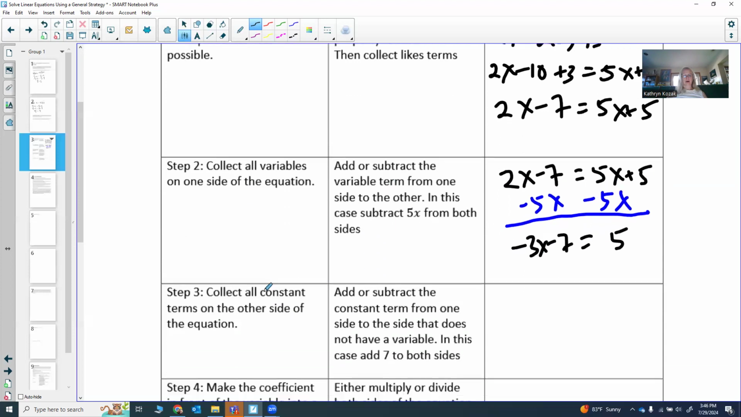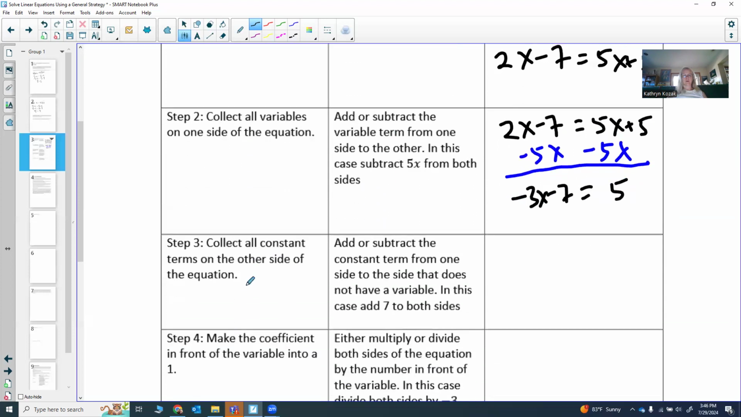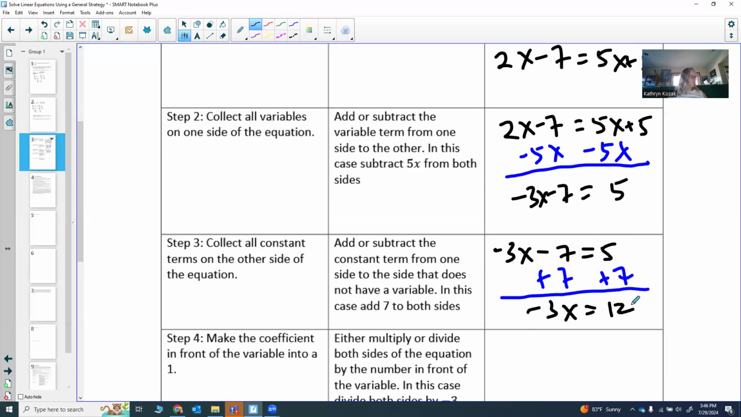Step 3 is collect all constant terms on the other side of the equation. Add or subtract the constant term from one side to the other that does not have a variable. In this case, add 7 to both sides. So negative 3x minus 7 equals 5. We're going to add 7 to both sides. That's negative 3x is equal to 12.